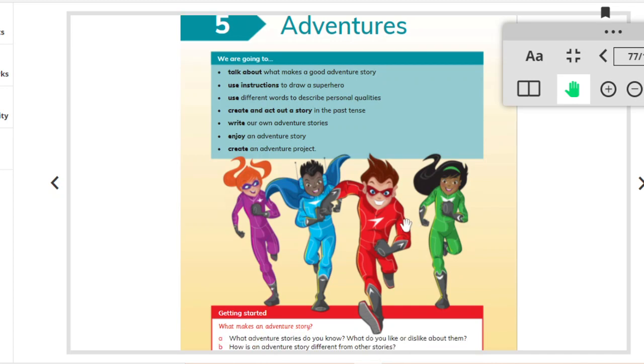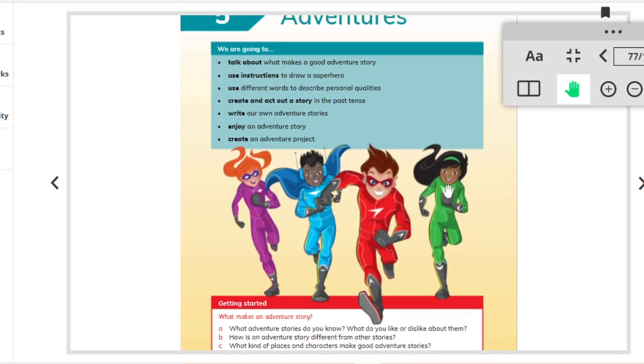Okay. So an adventure story means a story which has got some kind of suspense, action, something that you want to know more about. You want to find out what is going to happen. There is a problem, and how they solve the problem. So that is what an adventure story is.